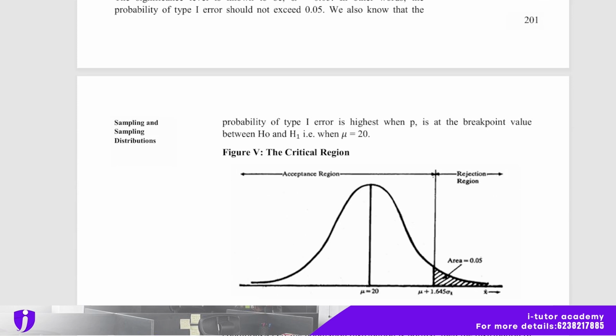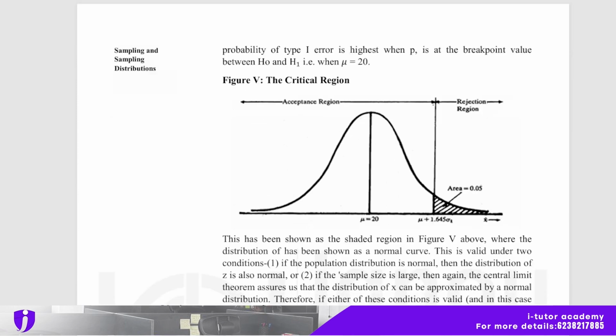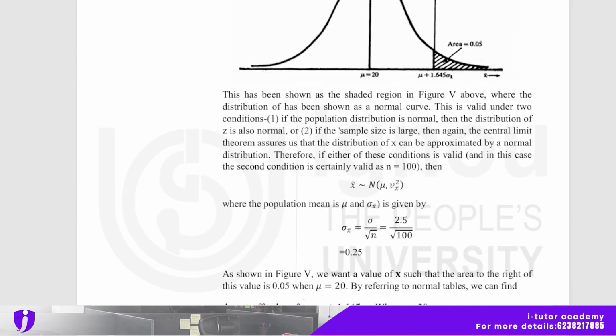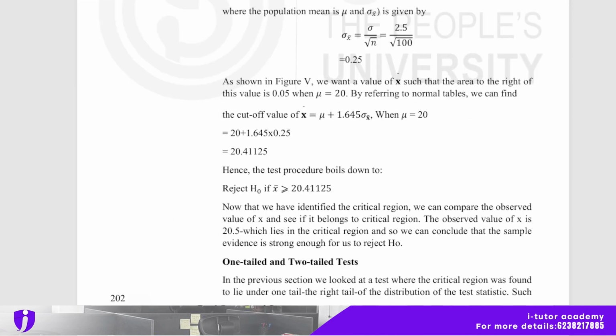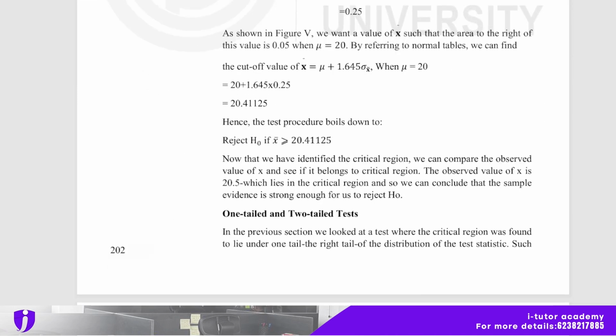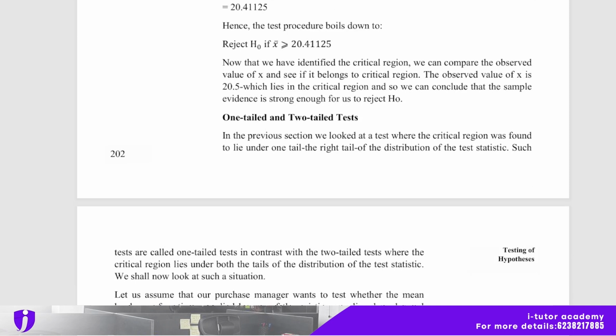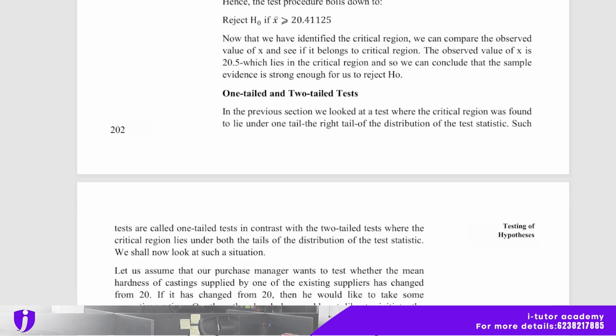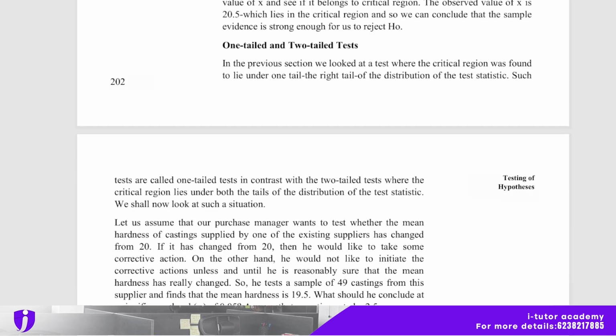So here is one chart also, the critical region. This area is shaded. Okay, so this is an equation based evaluation, and one tailed and two tailed tests are also there. In the previous section we looked at a test where the critical region was found to lie under one tail, the right tail of the distribution of the test statistic, and such a test is called a one tailed test, in contrast with the two tailed test where the critical region lies under both the tails of the distribution of the test statistic. We shall now look at such a situation.